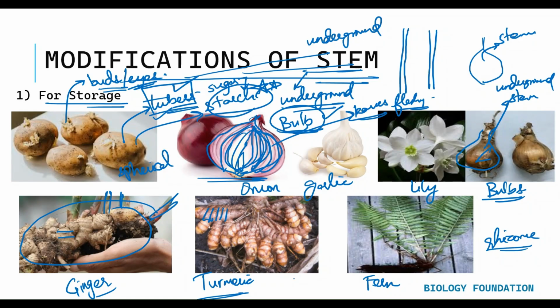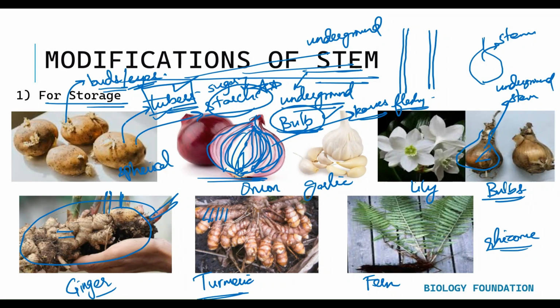Okay, so in all these plants, whether it is potatoes, onion, garlic, lily, ginger, turmeric, the stem is underground. It is present inside the soil, and its main function is to store food. Unlike to transport food or water and minerals, here the main function of this stem is to store food in it. Since it is storing food in it, the stem is quite swollen, okay, and therefore it appears either spherical or in these shapes, okay.